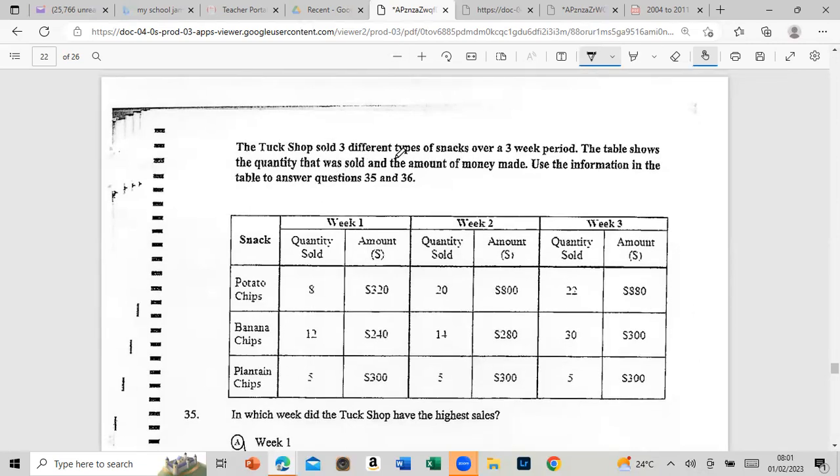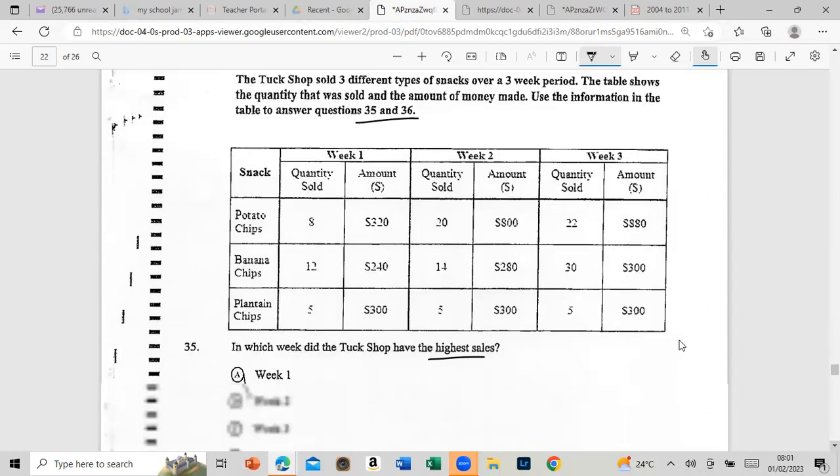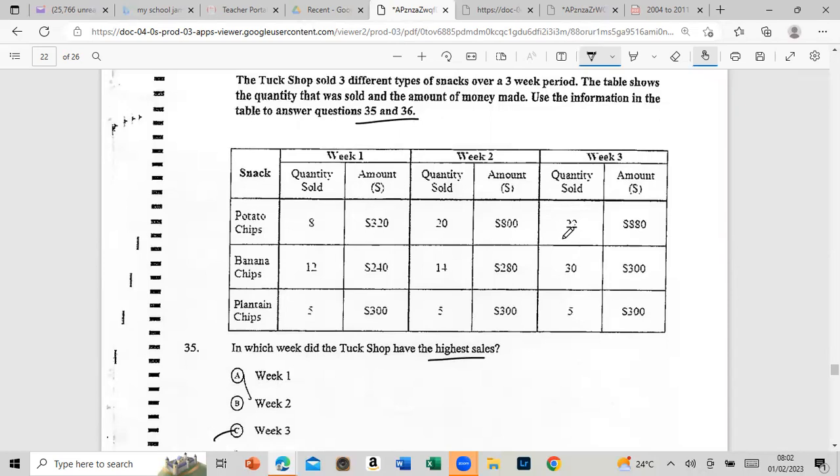Tuck Shop sold 3 different types of snack over a 3 week period. The table shows the quantity that was sold and the amount of money made. Use this information in the table to answer questions 35 and 36. In which week did the Tuck Shop have the highest sales? Alright, so week 1, 8 and 12, that's 20, 25 items sold. 24, that's 50. So this would be week 3, the most items were sold in week 3. You make more money here. Alright, so that's out of the way.